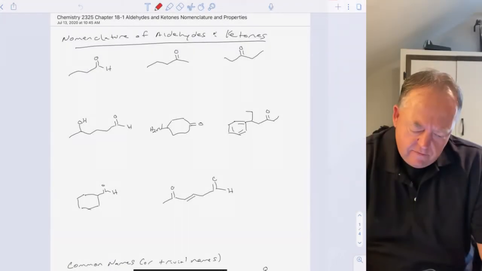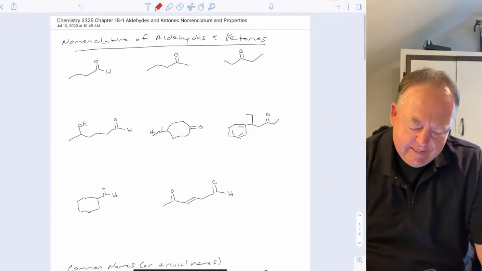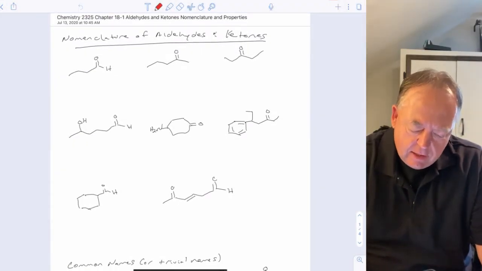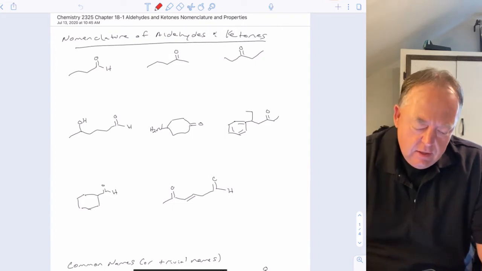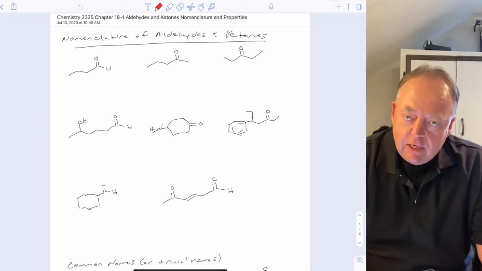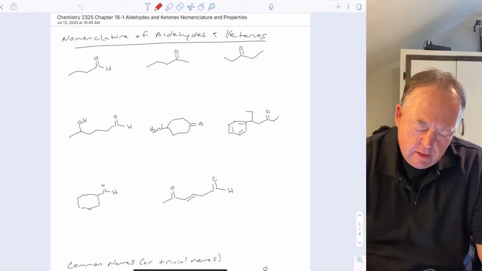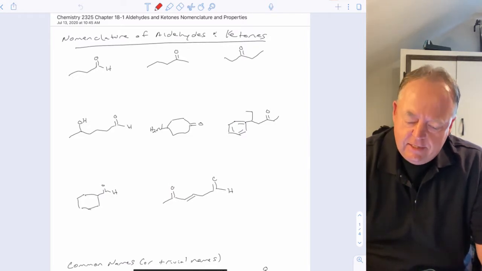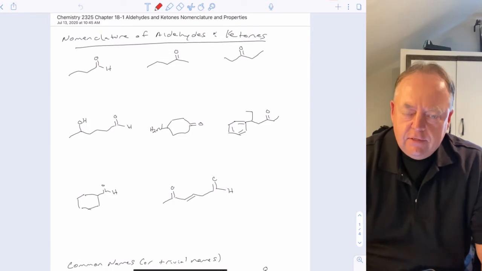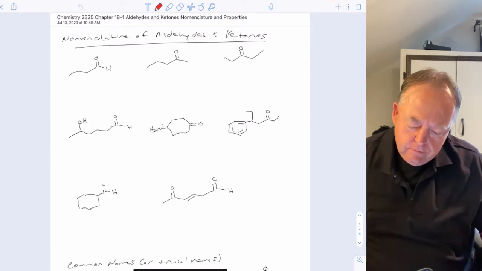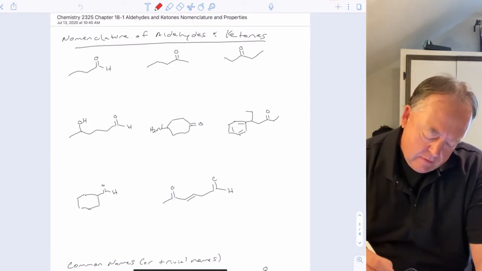Alright, so this will be the first lecture over chapter 18. Chapter 18 is over aldehydes and ketones. There are a lot of reactions in this chapter, so a lot to learn as well. In this lecture we're just going to look at how to name aldehydes and ketones, review their general properties, and then also review how to make aldehydes and ketones, because we've already seen lots of reactions that make aldehydes and ketones. Okay, so first of all, how to name them.